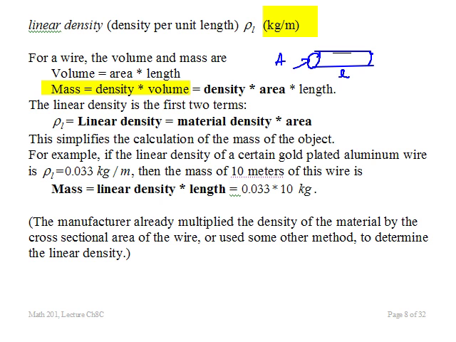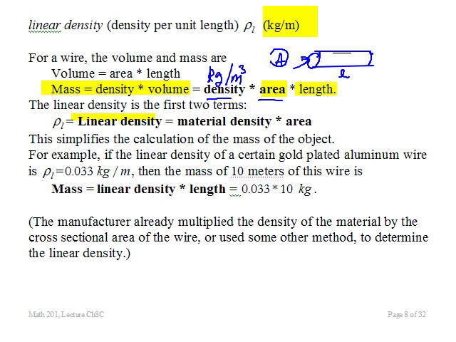What is the volume of this piece of wire? It is that cross-sectional area times the length. So the mass is the density, that would be in kilograms per cubic meter, times the volume, and the volume is area times length. Okay, if this area is constant, so you have constant cross-sectional area and a constant density, you could multiply those two together. You could multiply the density times the area together and get what is called the linear density.